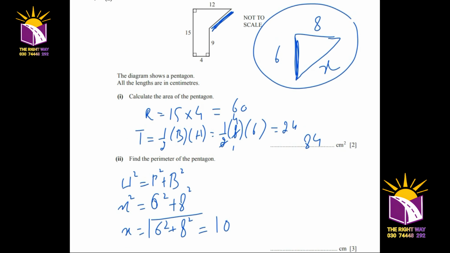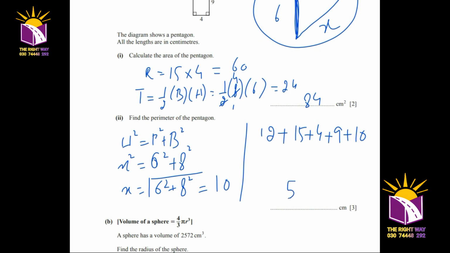Now adding all the sides, first side 12, then 15, then 4, then 9, then 10. So it will be equal to 27 plus 4 plus 19, and it will be equal to 50 centimeter. So my perimeter will be equal to 50 centimeter.